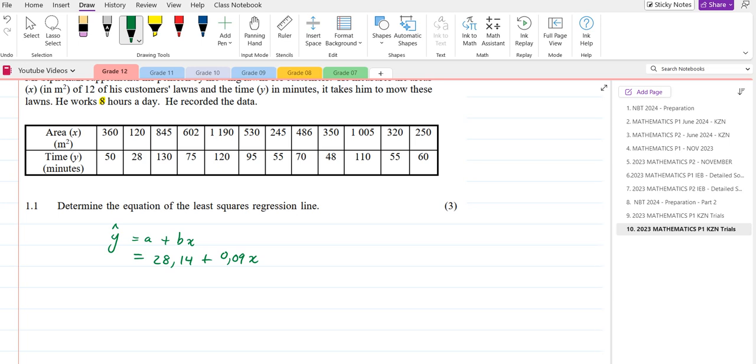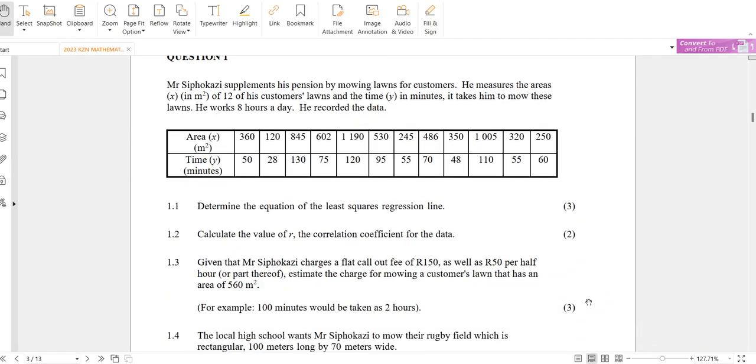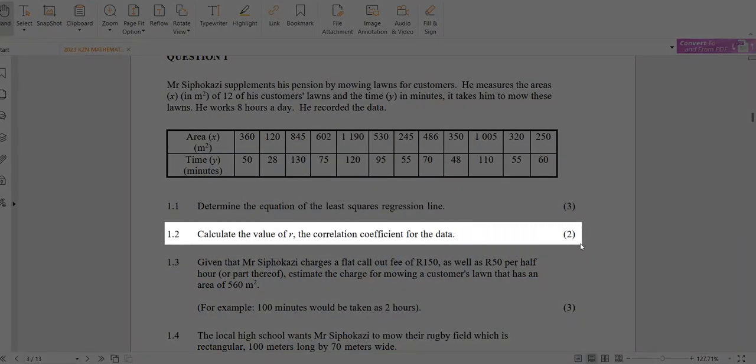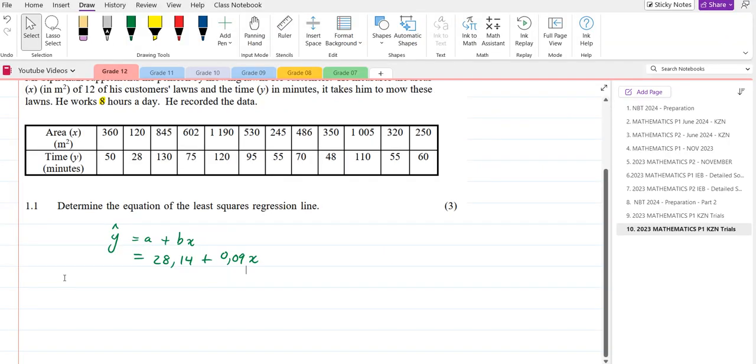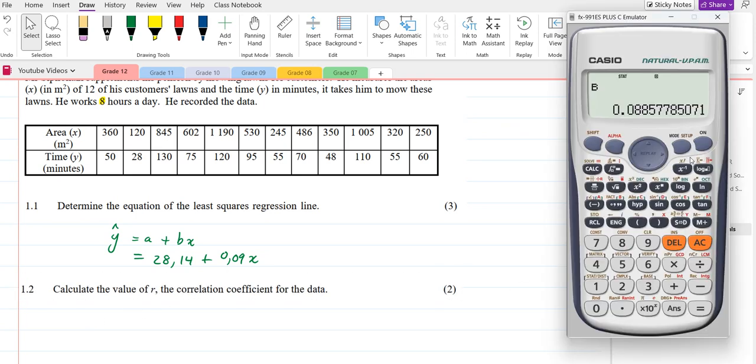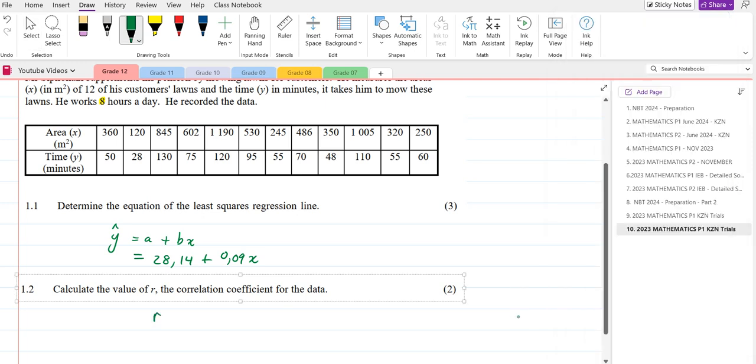Question 1.2, calculate the value of r. No need to calculate the value of r by hand because the calculator will give us this answer. You follow the same procedure, shift 1, the data is still stored there, go to regression, option number 5, and r is your correlation coefficient, which is option number 3. So we are getting 0,91. Right, so r is equal to 0,91.